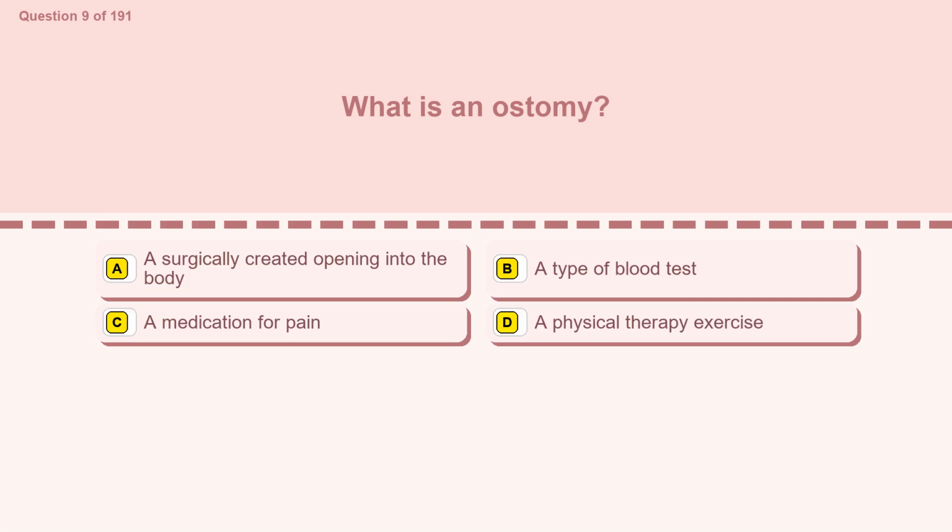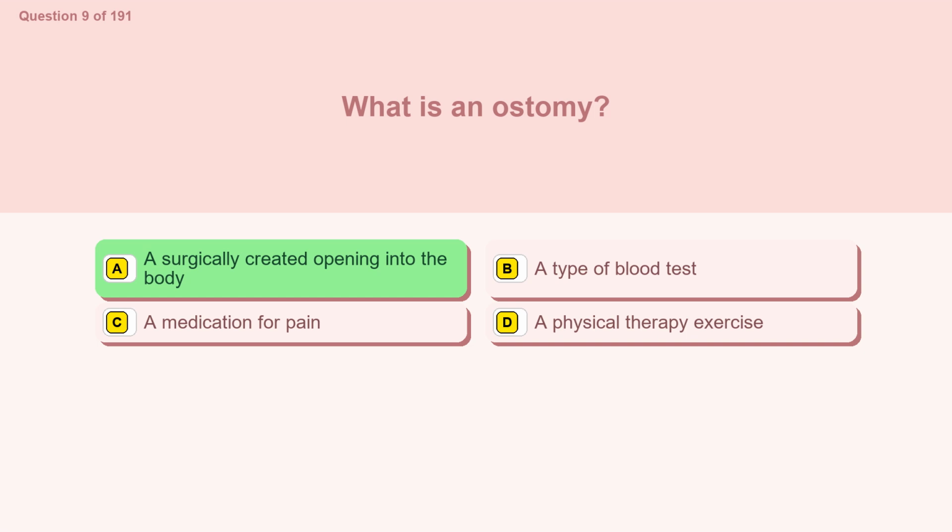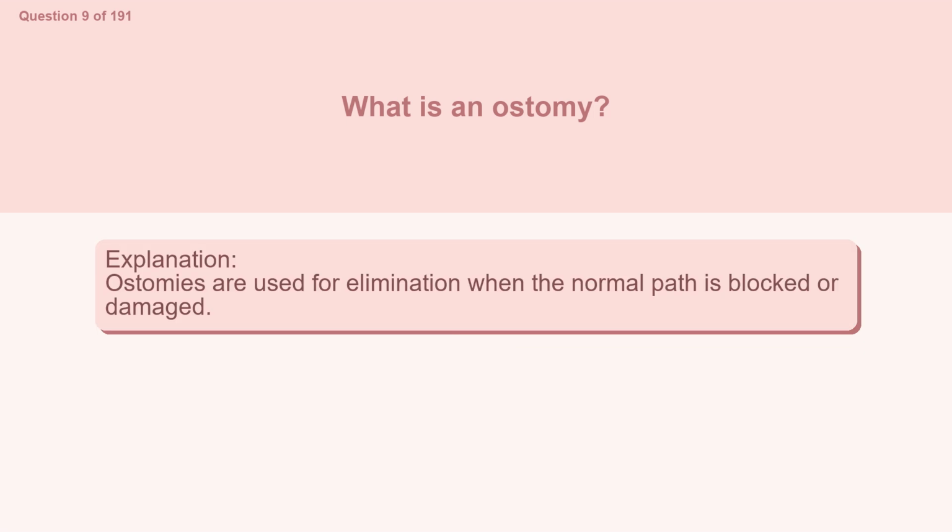Question 9. What is an ostomy? Option A. A surgically created opening into the body. Option B. A type of blood test. Option C. A medication for pain. Option D. A physical therapy exercise. The correct answer is option A. A surgically created opening into the body. Ostomies are used for elimination when the normal path is blocked or damaged.